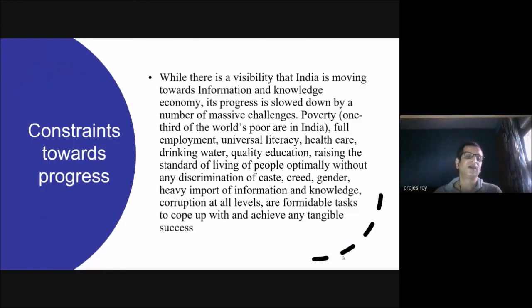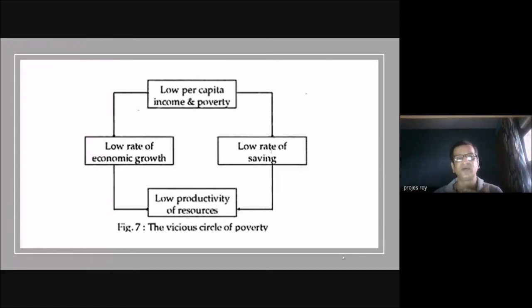And then constraints towards progress. There are many constraints. One is population. Next is poverty, education, healthcare, literacy. So there are many challenges, and within these challenges, we need to move forward to bring up the Indian economy. And if we want a better economy, we need to first create a well-informed society. If you have a well-informed society, then we are able to cope with new technology and new development.